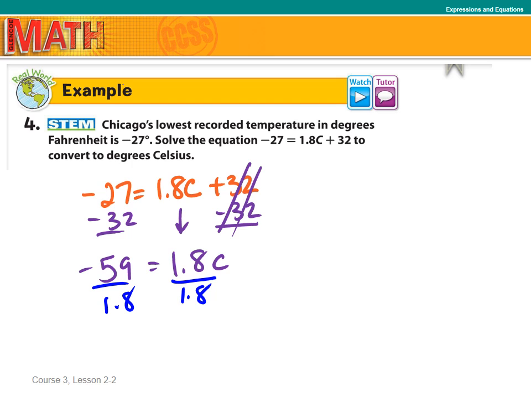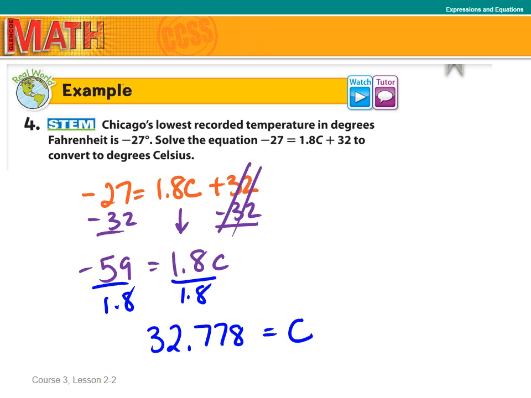So I'm going to take negative 59. I'm doing this offline on a calculator. Divided by 1.8 will give me negative 32.77, and the 77 repeats. So I'll just go 32.778 equal to C.